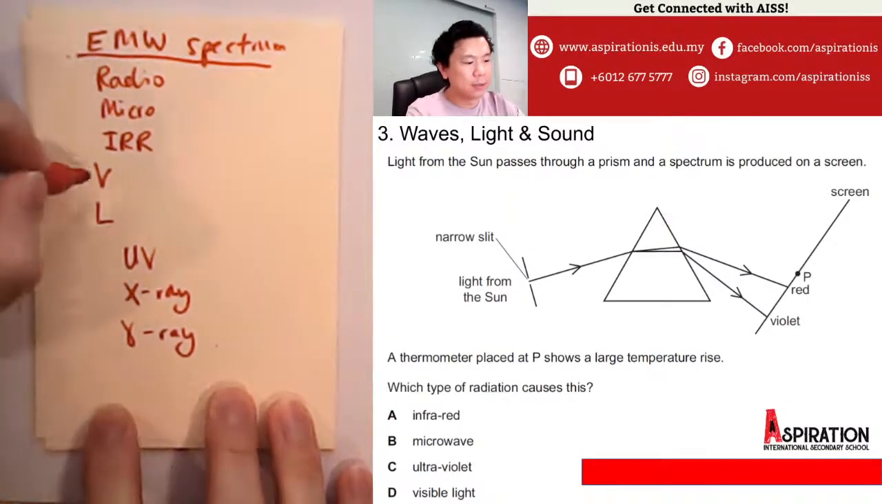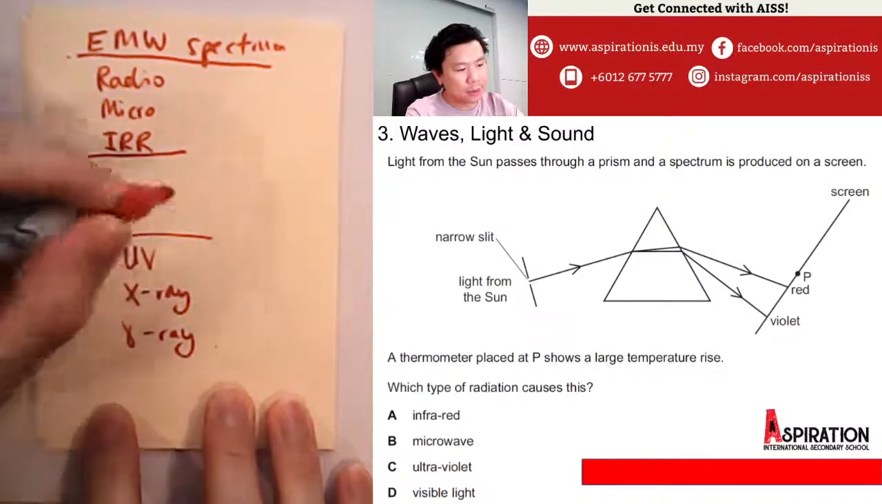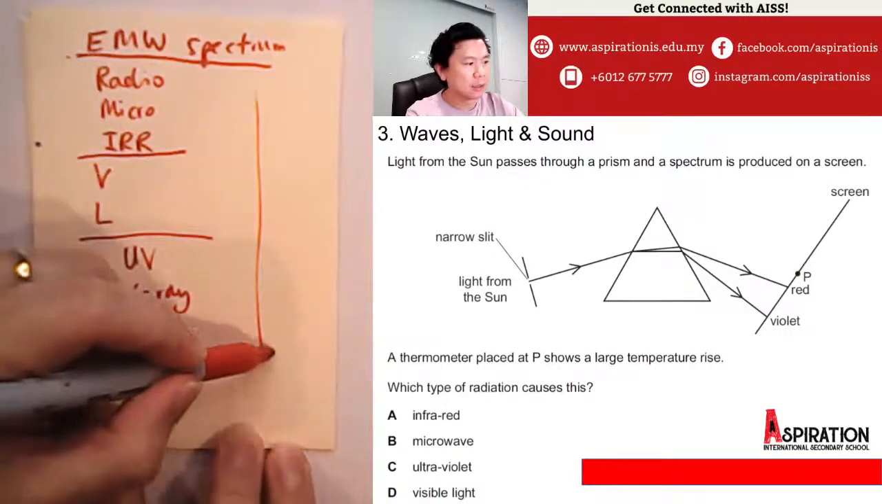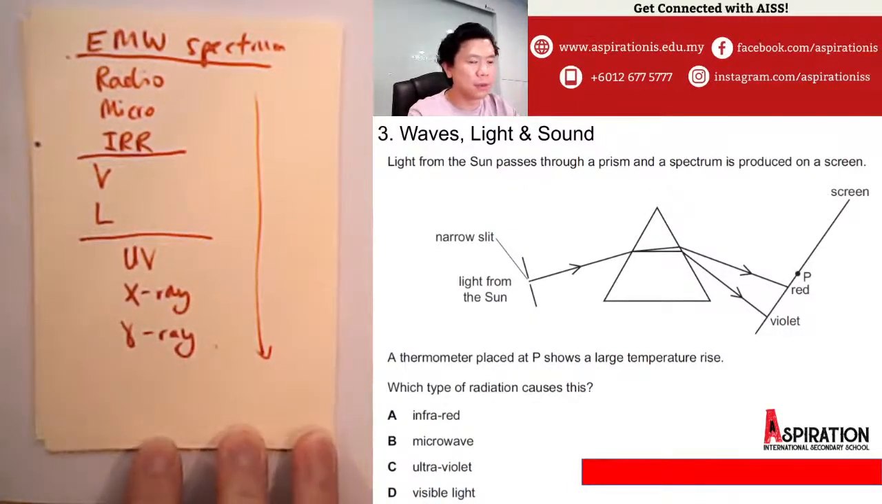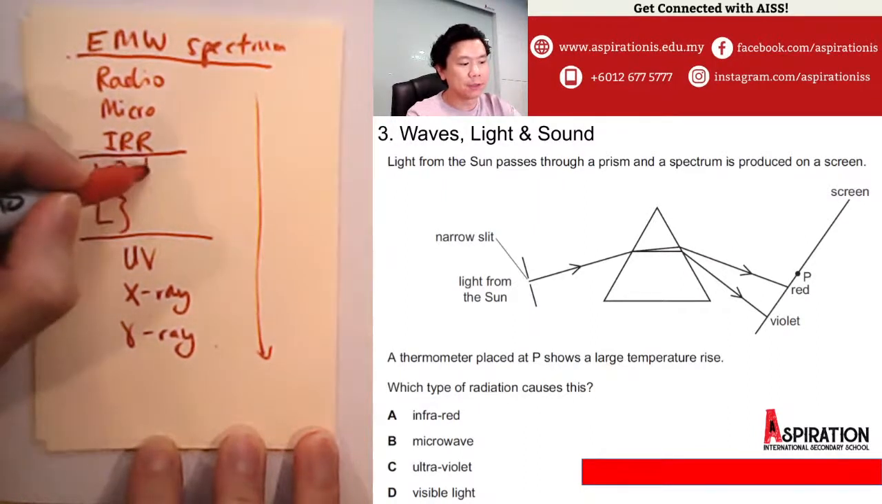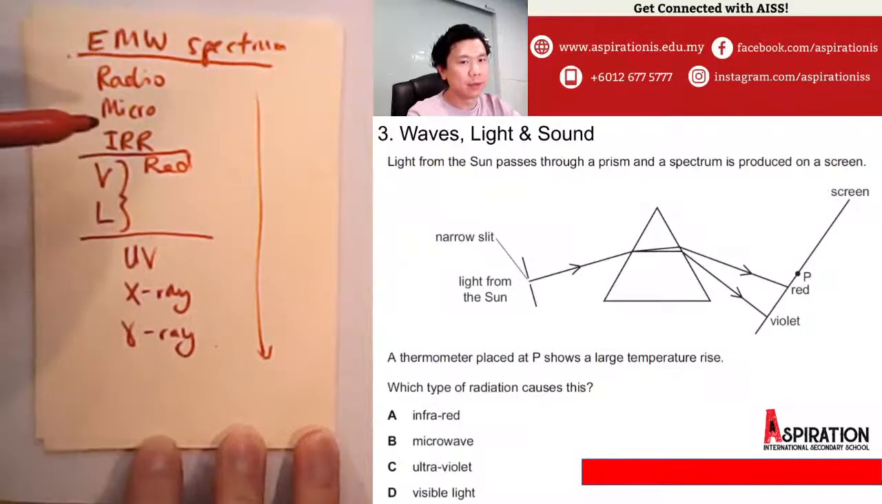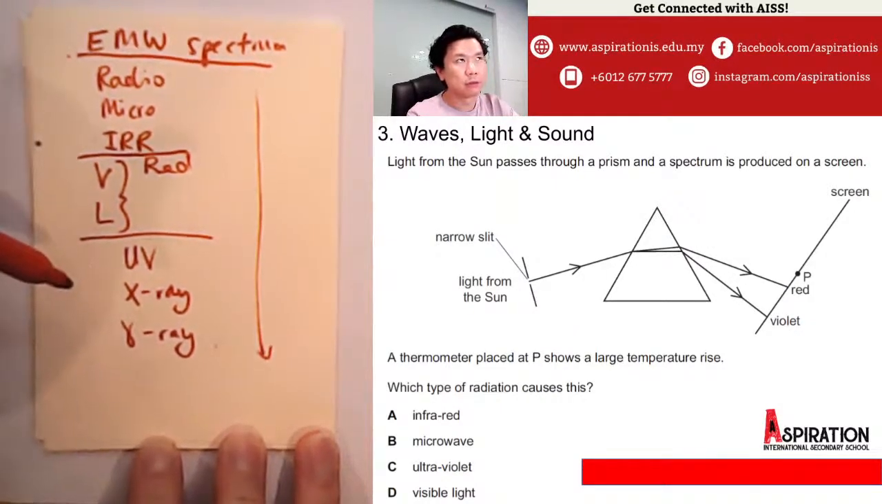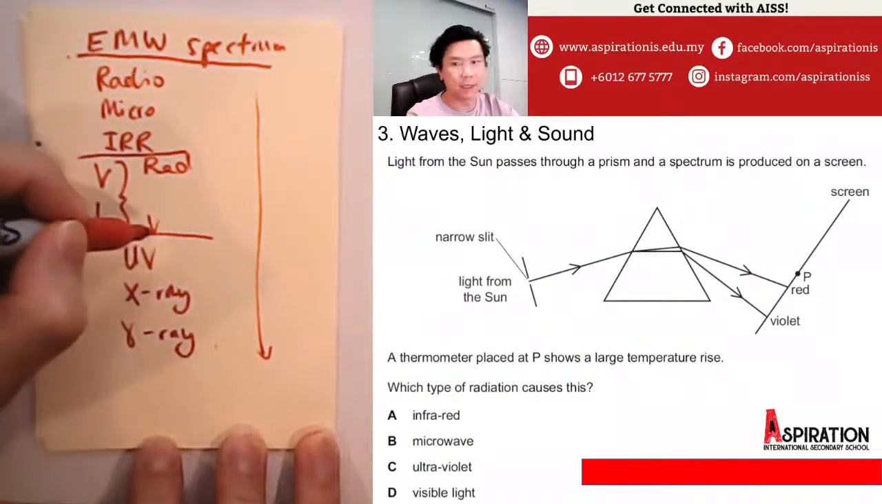Okay, so invisible light, you will know that going in this order, it is the order of increasing frequency and decreasing wavelength. All right. So for visible light, the first one is red, and then you know the ROYGBIV, right? Orange, yellow, green, blue, indigo, and violet.